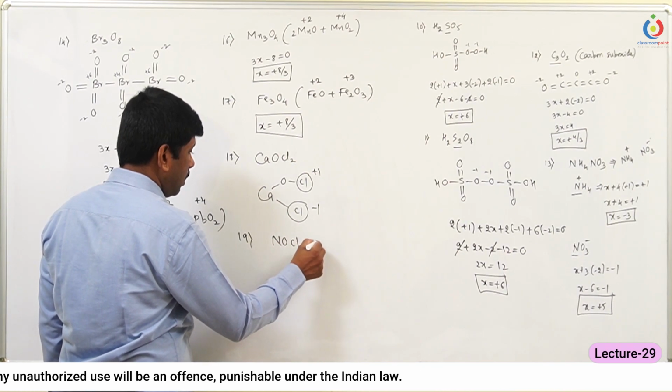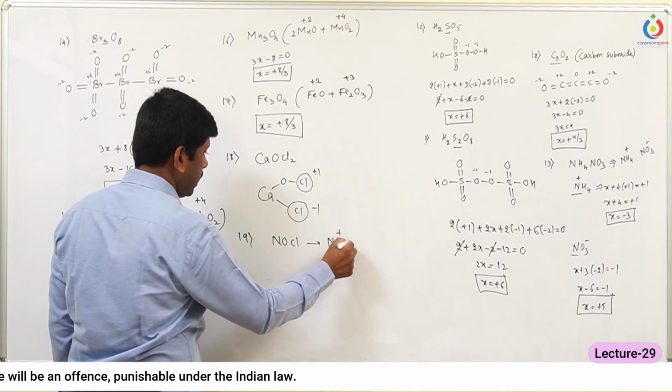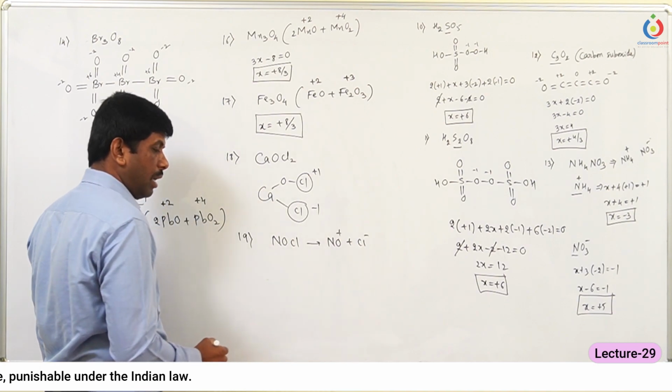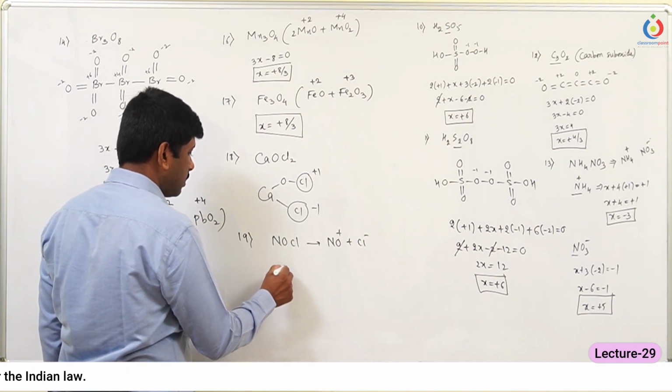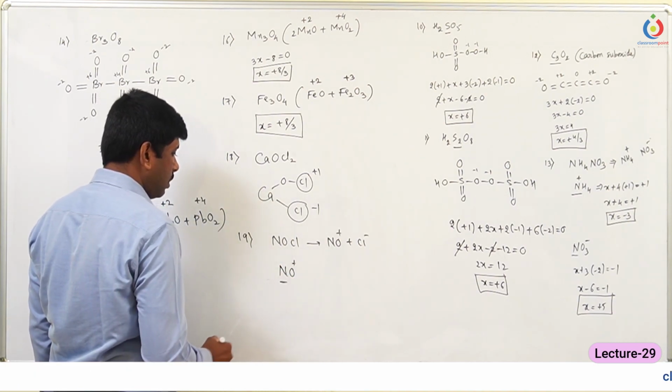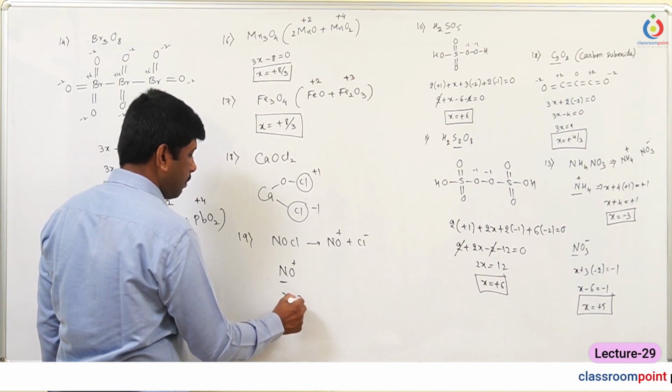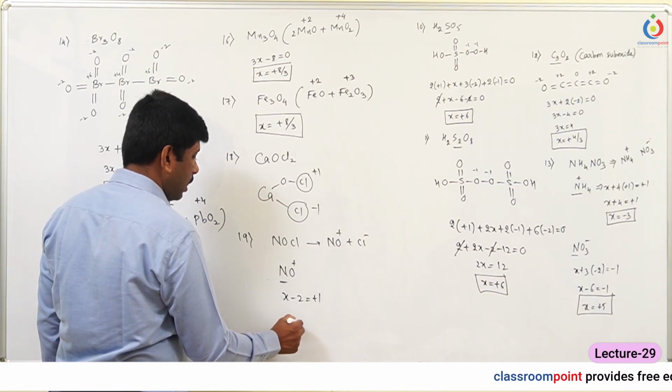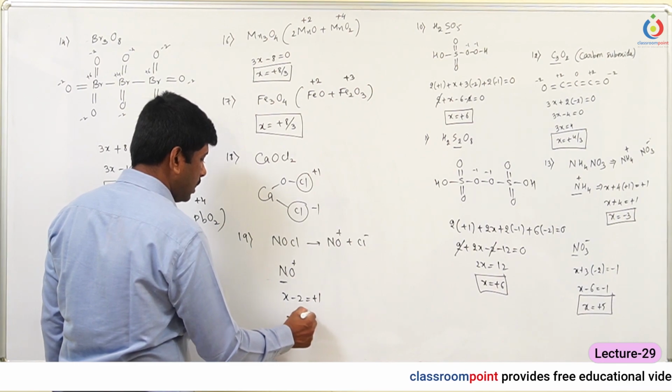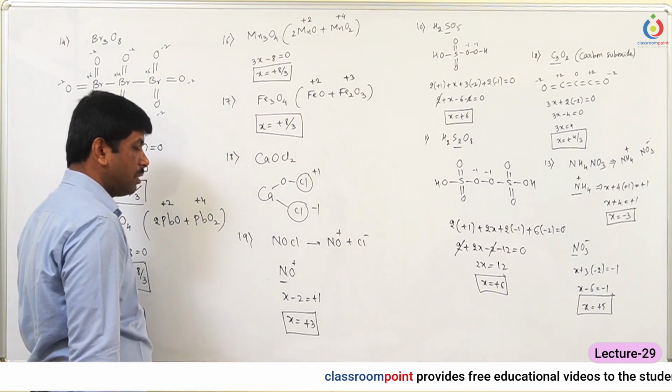In NOCl, NOCl exists as NO+ and Cl- ions. So in NO+, nitrogen oxidation state: x minus 2 equals +1, x equals +3 oxidation state.